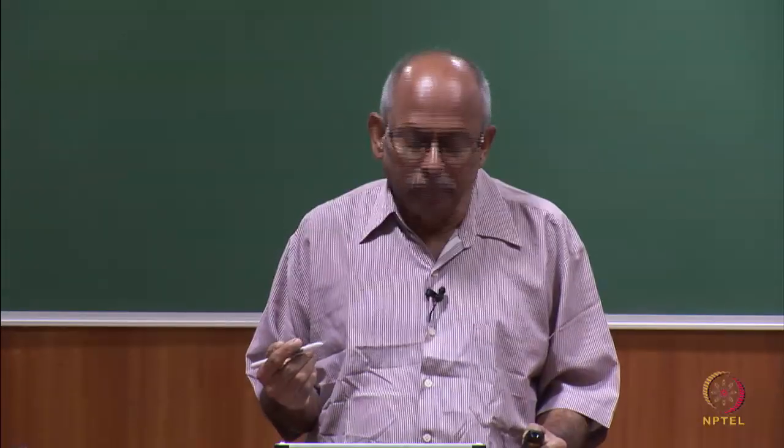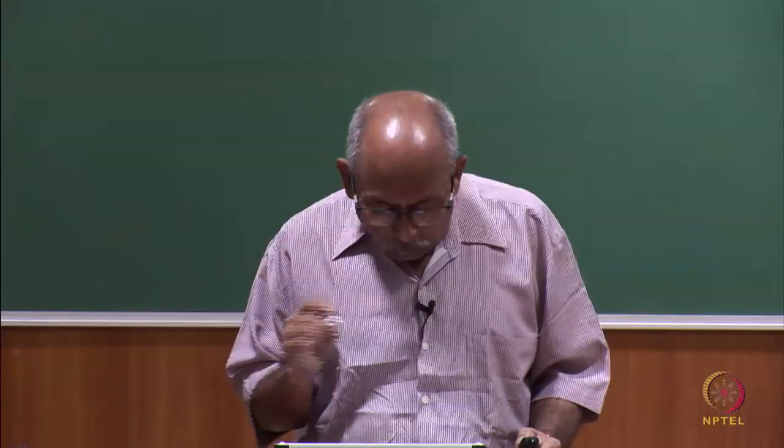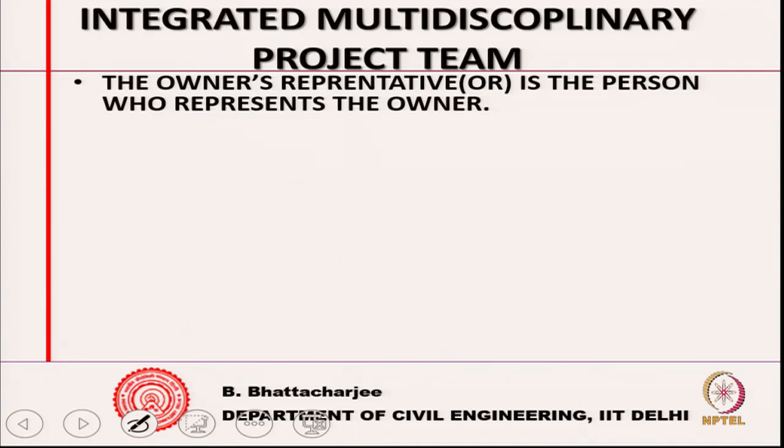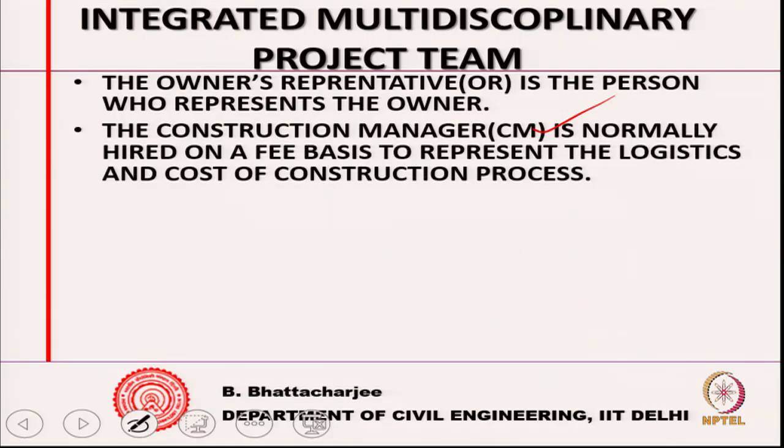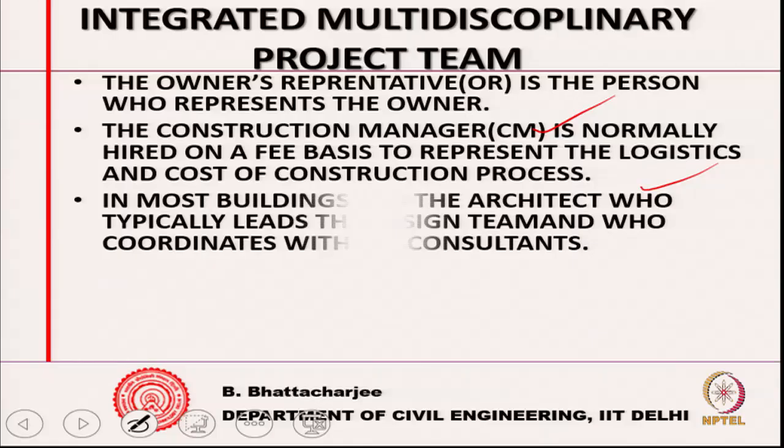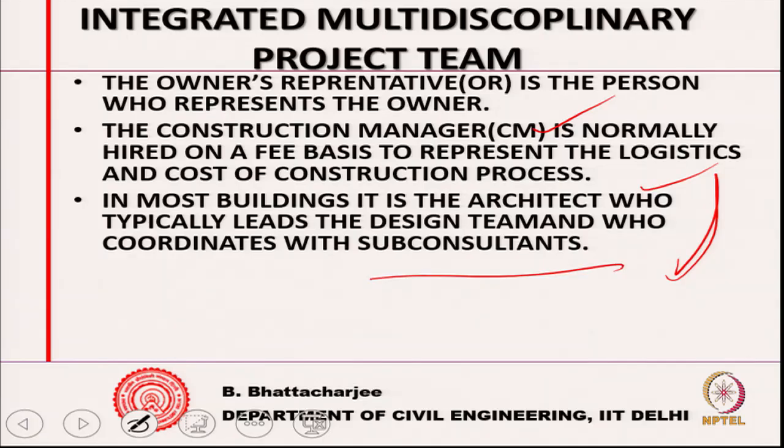And it is critical in case of green building design system. So, the owner's representative, or the person who represents the owner, is number 1 in the team. Then obviously, the construction manager, they will be hired, the construction management or the construction team. Then you have the architect, who typically leads the design team and coordinates the activities.